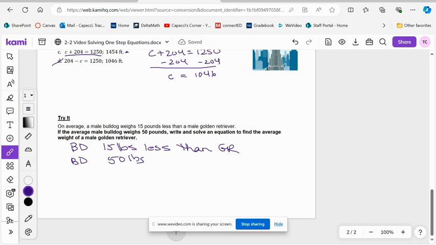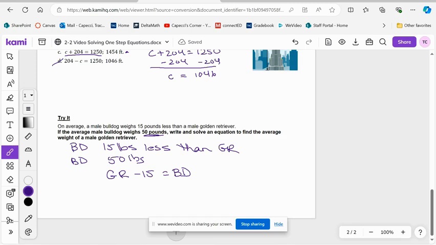So remember, the golden retriever is bigger, heavier than the male bulldog. So I know I'm going to take that 50 and add something to it. If I come up with an equation with a variable, I can say the golden retriever minus 15 is going to give me the bulldog. I need to subtract because it is going to be less, or I can add to the bulldog. Either way is okay.